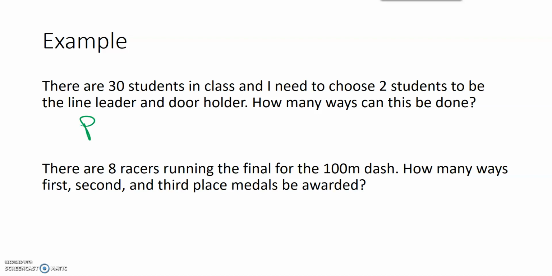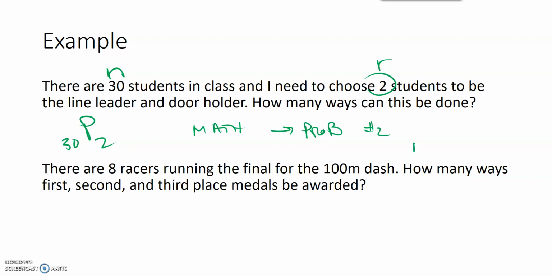So I'm going to set it up like this. I have 30 things to choose from, 30 students to pick from, and I only need to pick 2 of them, so that's my r. Okay, so 30 is my n, 2 is my r. And I can plug that in the calculator. This time I am going to use the nPr feature. So I'm going to go to my calculator. Again, that is in the math button. And you go over to probability, and it is number 2. Okay? So math, over to probability, down to number 2.